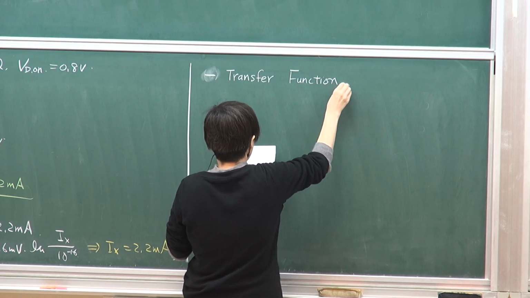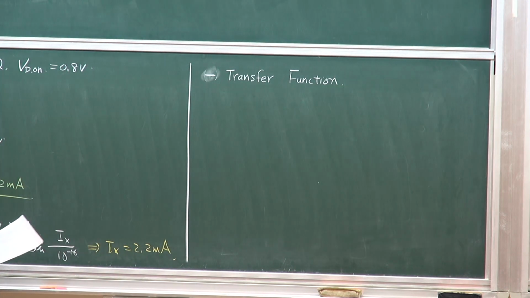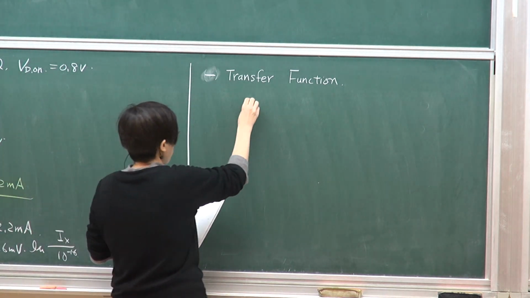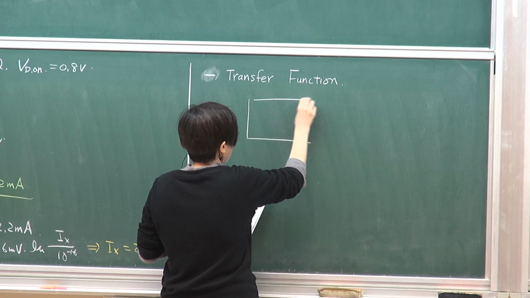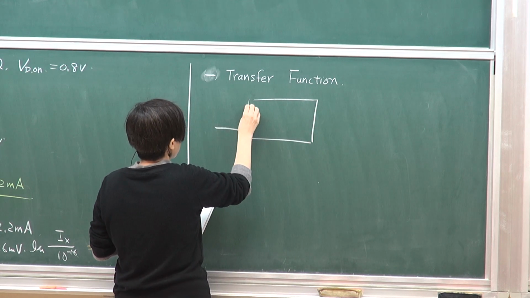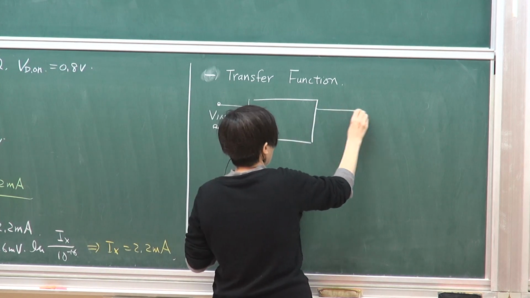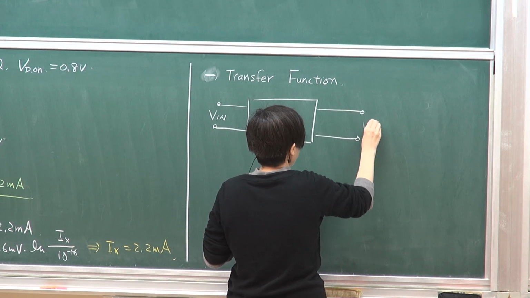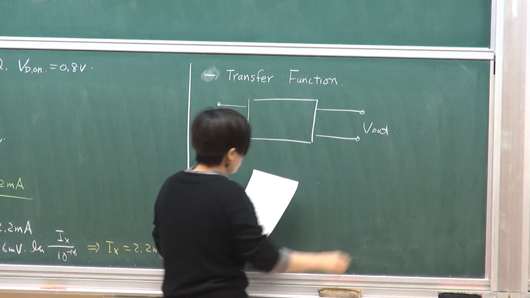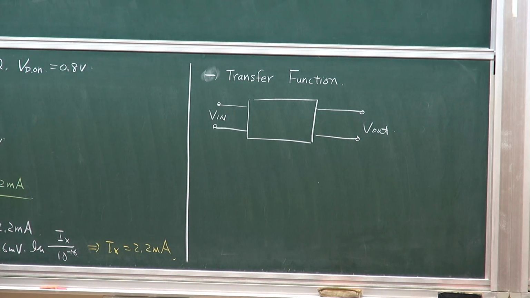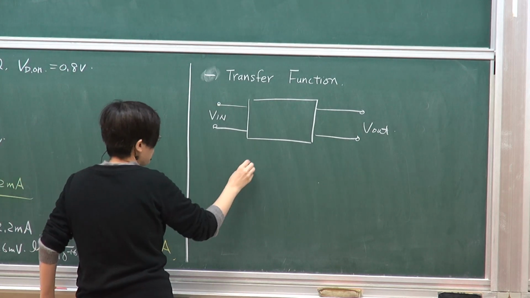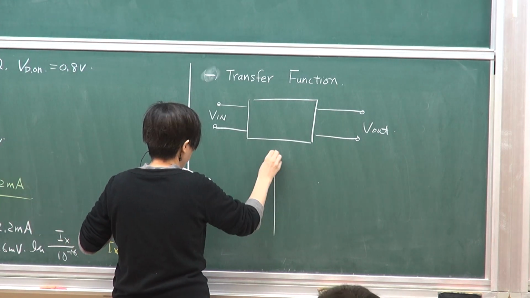What is a transfer function? Basically, if I have a circuit, a black box, and I give it an input, I look at the output. This is typically referred to as a transfer function. Whatever input I give the circuit, I look at the external output performance.